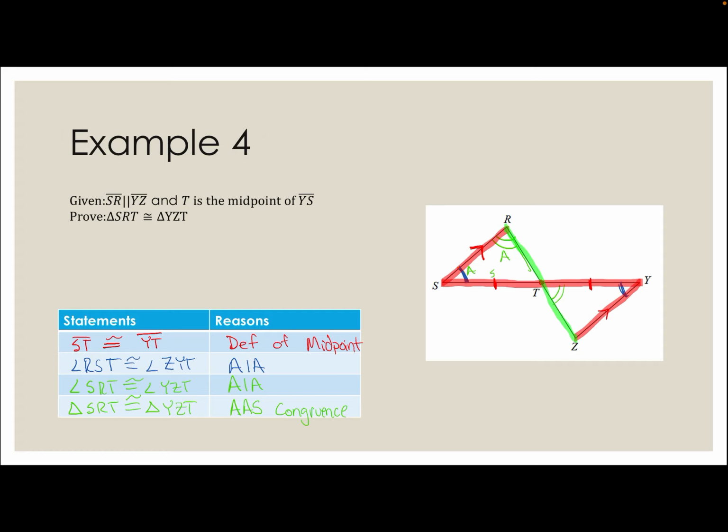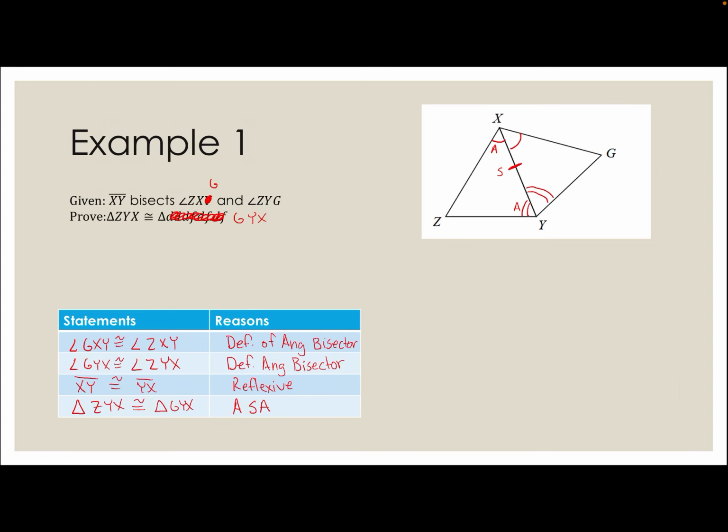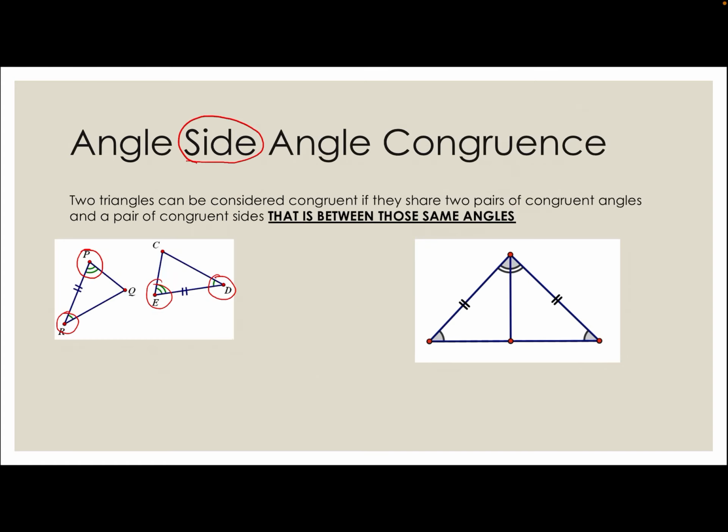All right, guys, that concludes our video for angle, side, angle congruence and angle, side congruence. In both instances, we have two pairs of congruent angles and one pair of congruent sides. The difference is for angle, side, the side is not between the two angles, and for angle, side, angle, the side is between the two.